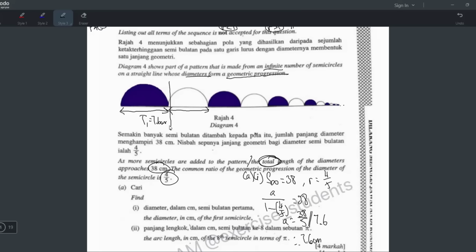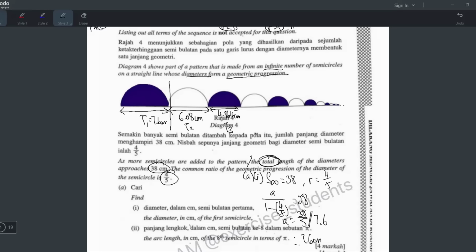And then you can find the T3 also. Let's press again. Answer times 4 divided by 5. Okay, I get 4.864 cm. That's the diameter. Okay, you don't have to find all of it. Just the first three terms is good enough already. All right, let's continue for question 2.